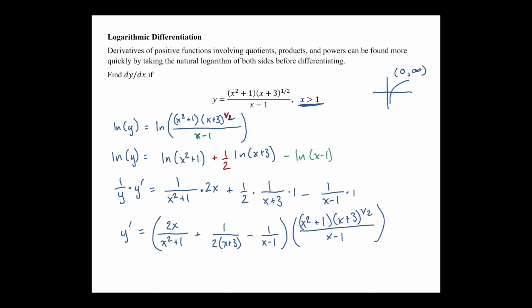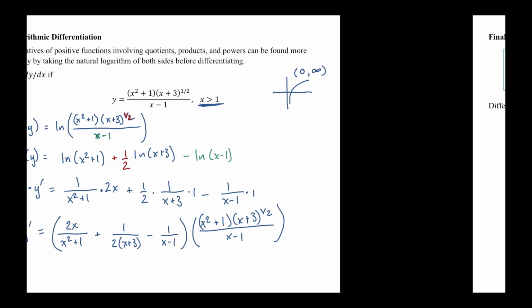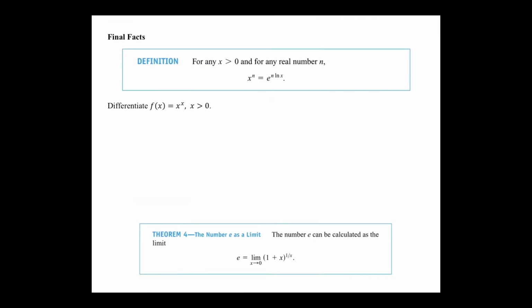All right, we have one more type of function to look at, and it's something we really haven't worked with much before. It shows up a little bit more in Calculus 2, and it would be the function x to the x. This is referred to as a transcendental function.